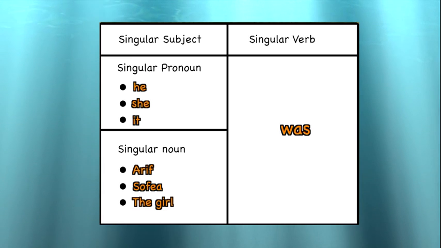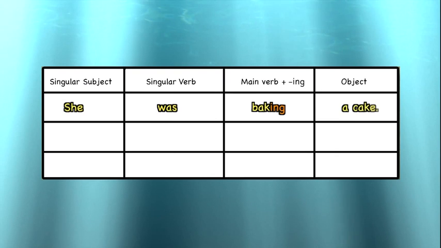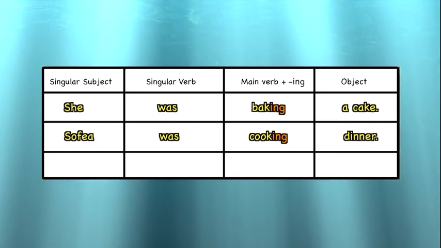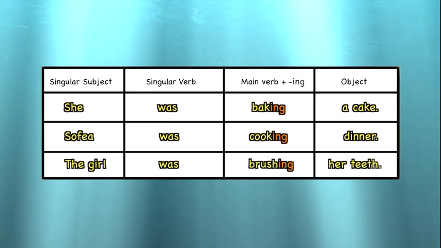So when we write, our sentences will look like this. She was baking a cake. Sophia was cooking dinner. The girl was brushing her teeth.